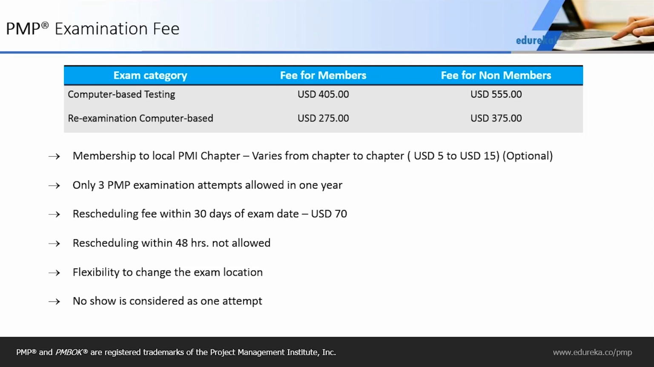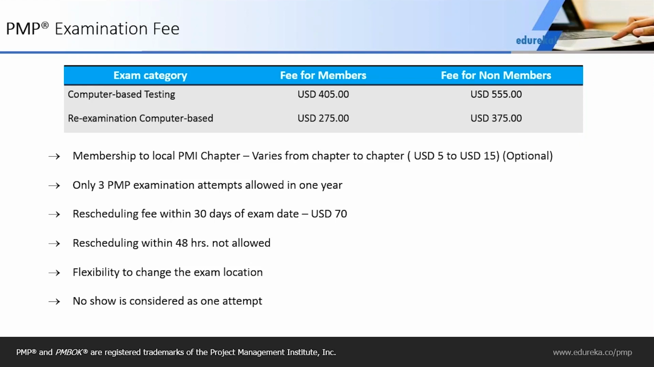The duration of this membership is only for 1 year. So you need to renew it at the end of the first year and the end of every year, and the membership fee is $139. Along with the membership, you can also take your PMI local chapter membership. That is optional, that is completely at your discretion, and the fee for that may vary from $5 to $15. And only 3 PMP examination attempts are allowed in 1 year's time. If you reschedule the examination within 30 days of the exam date, then you will have to pay $70 as a re-examination fee.